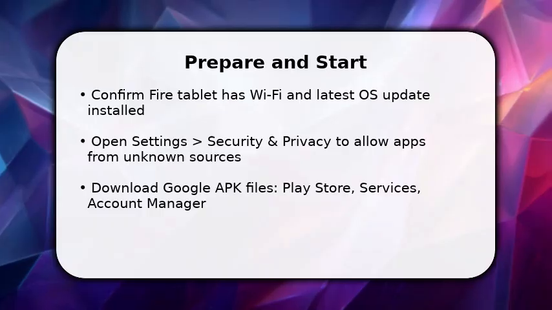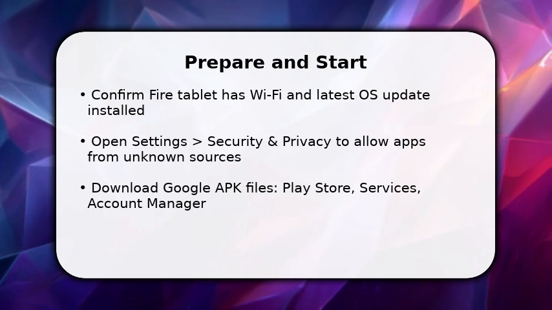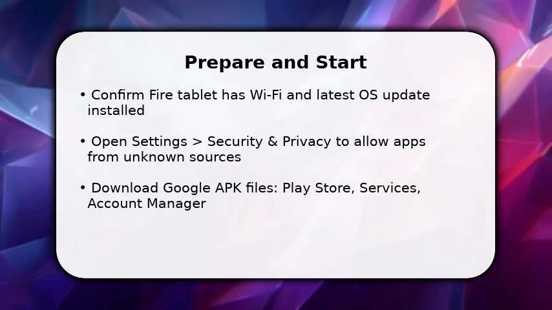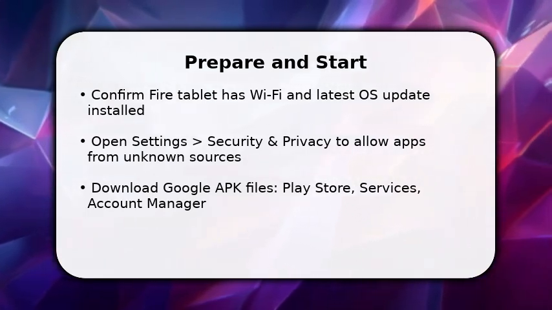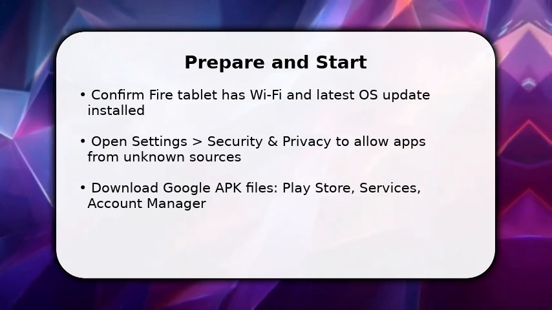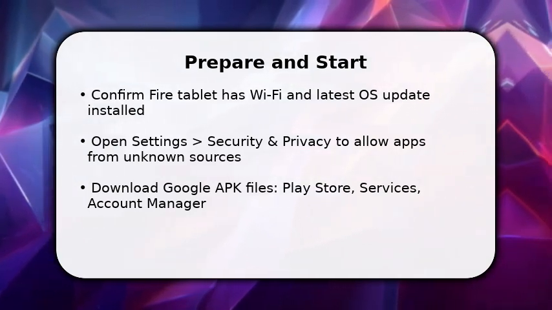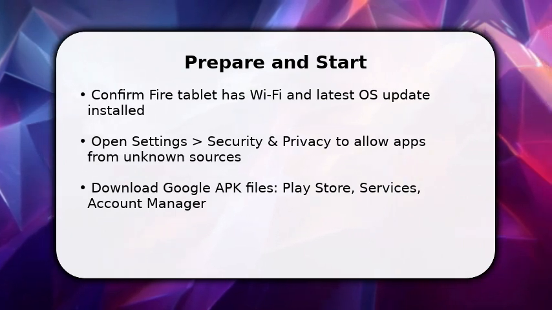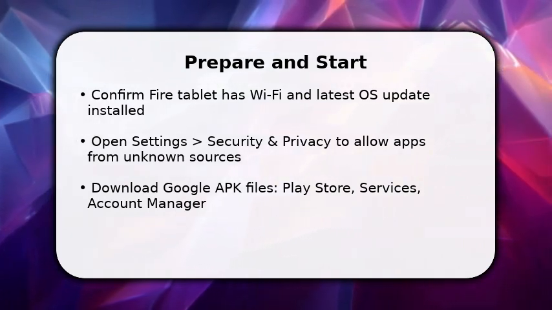Enjoy the video. You begin by securing a good Wi-Fi connection and updating your Fire OS. This prevents installation errors. Next, enable apps from unknown sources for the Silk browser or Files app so you can install APKs. Otherwise, installs will fail.